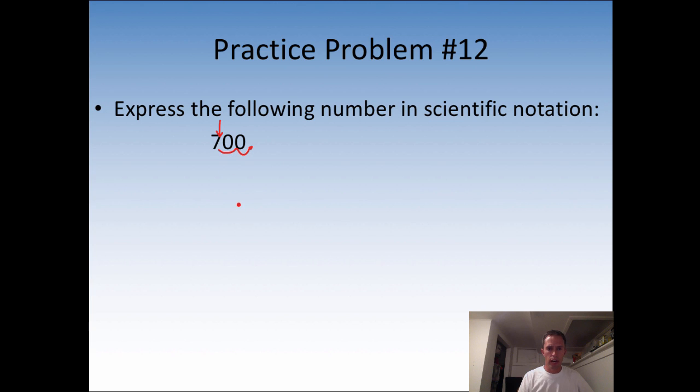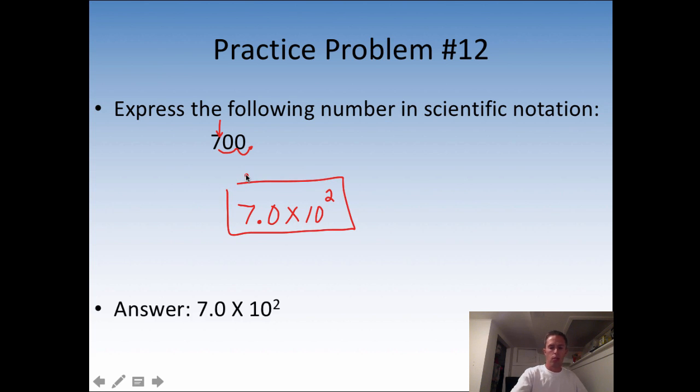So let's rewrite it. The coefficient is 7.0 times 10, and we moved it twice. We moved it to the left, so it's going to be positive, and that's a large number, so it's going to be positive. And so there we go.